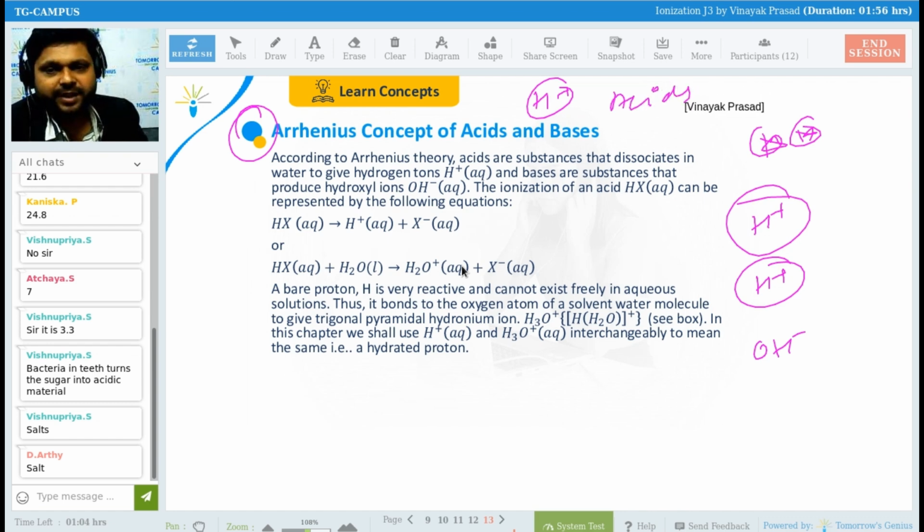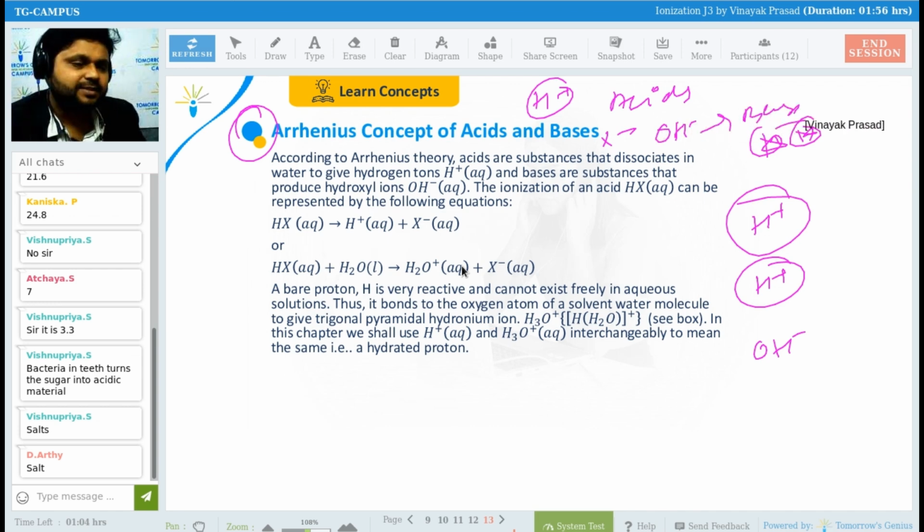And if it will be giving X minus, no, OH minus, that is a base. Is it okay? This theory that you are learning every day in your life has been given by whom? Arrhenius. Is it fine for everyone?